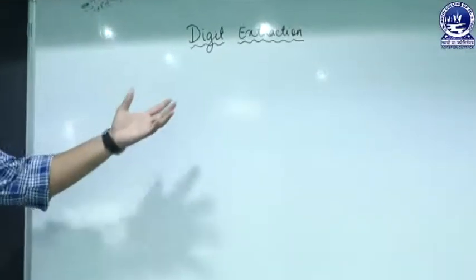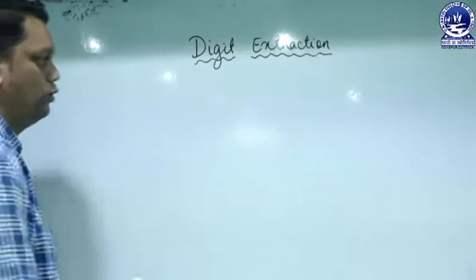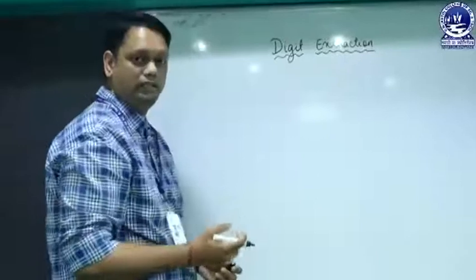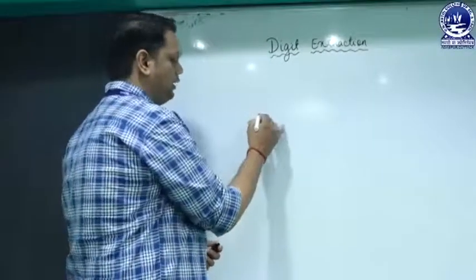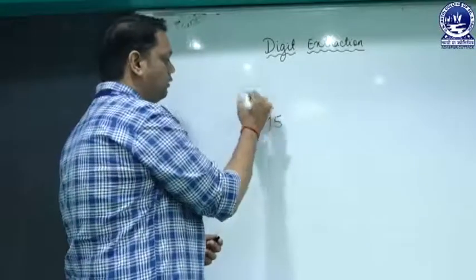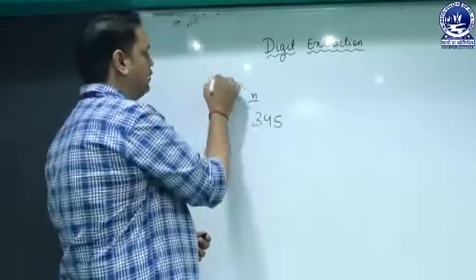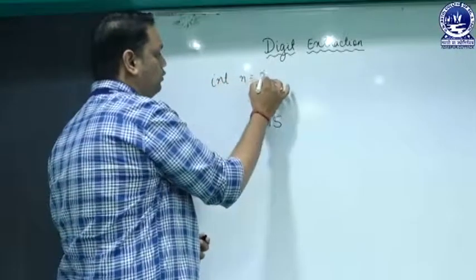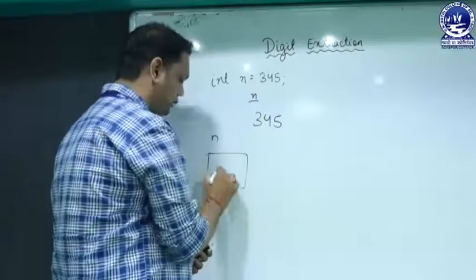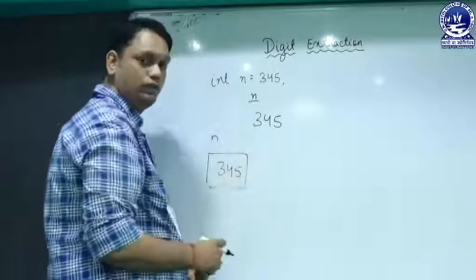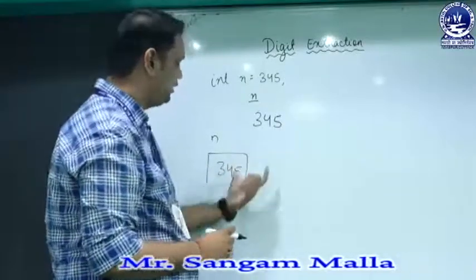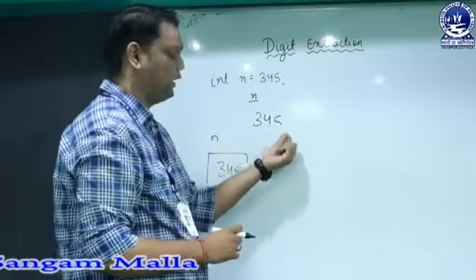So moving on to digit extraction, first of all we need to know the logic behind it. What is the logic behind digit extraction? Let us say we have taken a number, 345, and stored it in the variable n. That means I have written int n equal to 345. So n will reserve a memory in RAM in which 345 will be stored. Now our program should extract the digits from this number, that means 3, 4 and 5.